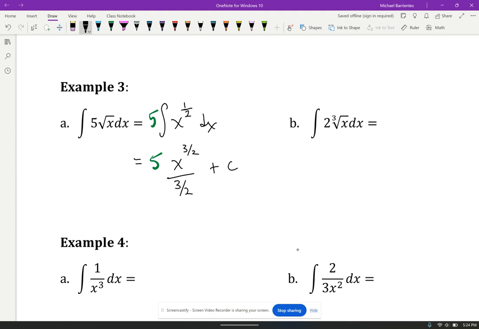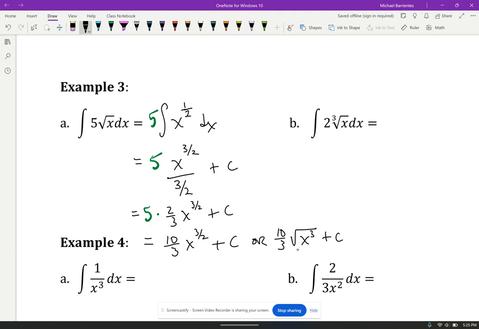Well, whenever you divide by a fraction, it's the same thing as multiplying by its reciprocal. So this is really 5 times 2/3 x to the 3/2 plus c. And if I combine these two with multiplication, I'm going to get 10/3 x to the 3/2 plus c. Or I guess I could write it as 10/3 the square root of x to the third plus c. Both of these are correct, and both of these would be the antiderivative of 5 square root of x.